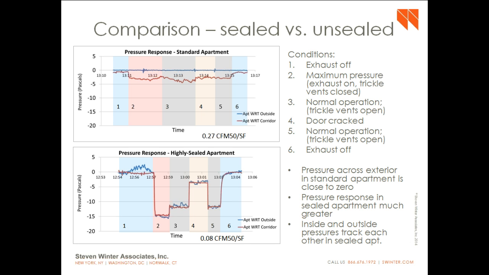So -12 means you're going to get 12 pascals across that trickle vent, and that's pulling air in from the trickle vent pretty much all the time. Even when you have the door to the apartment cracked open, you're getting pressure across the corridor door and across the envelope, so it's still drawing air from the trickle vents. So it's pretty clear that in this one building, you compare one standard apartment that's sealed to, say, Energy Star standards, and then you compare it to this super sealed apartment. The pressure response of these two apartments is totally different.